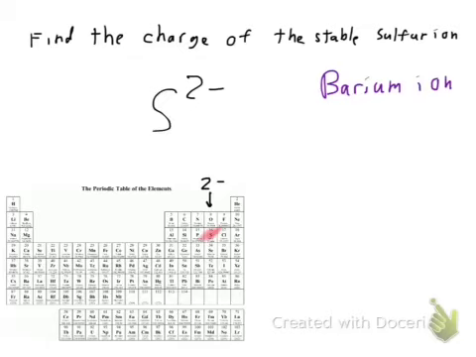Barium is going to be a metal, so we're going to look over on the left side of the table. There it is, Ba. It's in the alkaline earth metals. It's a 2+ charge, so Ba2+.